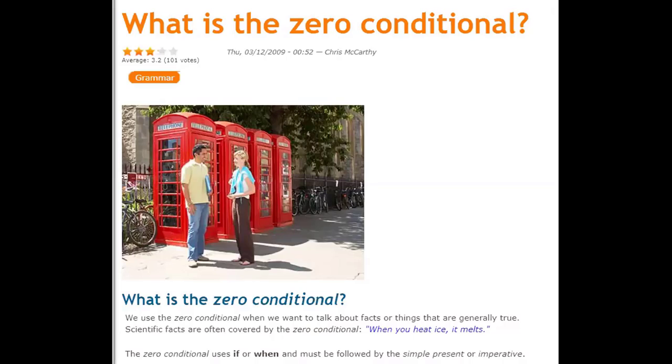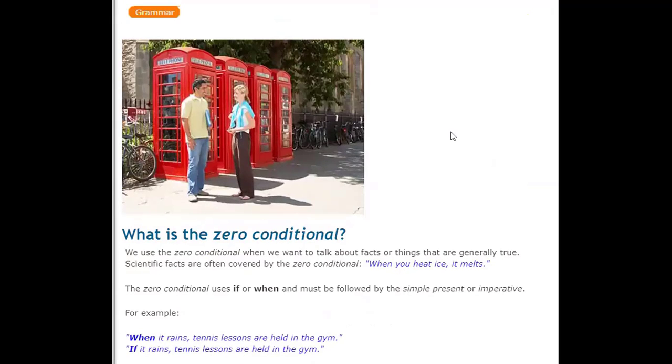The first thing that we need to know is the zero conditional, because it is very easy, and then we would focus on some more conditionals. So what is the zero conditional? Now here you see, can somebody read this? Aisha, please you read. Start from here.